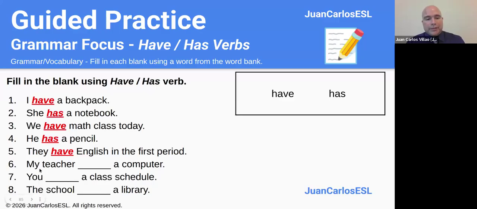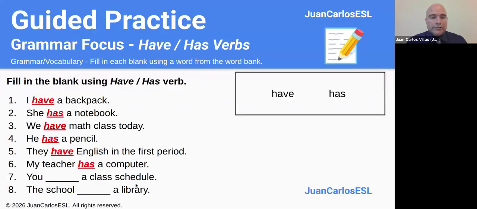Number 6, my teacher blank a computer. My teacher has a computer. So third person and singular, has. My teacher has a computer.